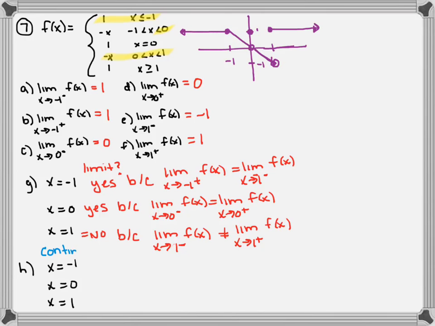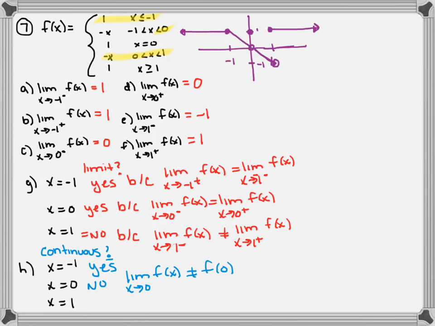H is asking if it's continuous. Well, at x equals negative 1, it is continuous because the limit exists and the point is equal to the limit and the point exists. Okay. For x equals 0, it is not continuous because the limit is not equal to the point. Notice that f of 0 would be 1, but the limit as x goes to 0 is 0.